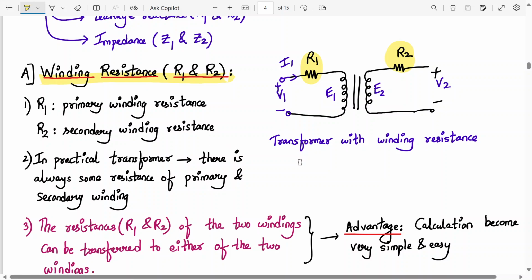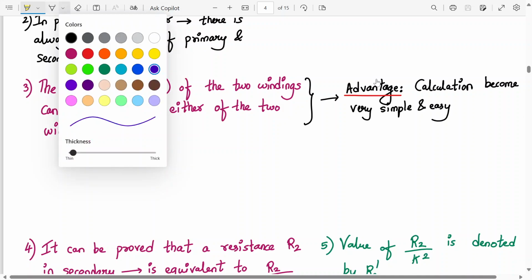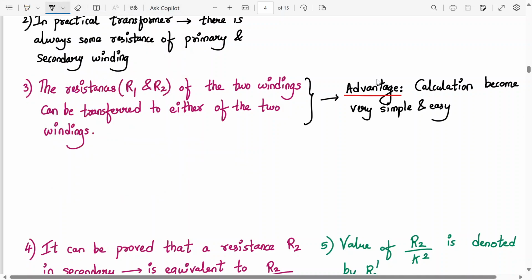Have you completed the diagram? Everyone? Okay. Now what I am teaching you is slightly important for the phasor diagram of a transformer at different loads. So please listen carefully. Listen to point number 3. The resistances R1 and R2 of the two windings can be transferred to either of the two windings.